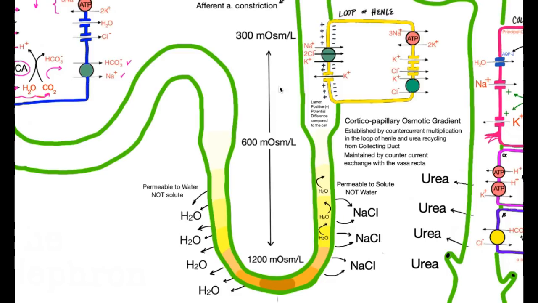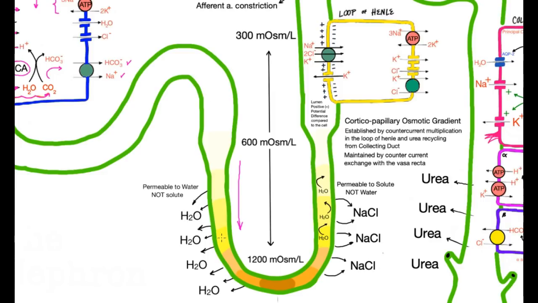This is the corticopapillary osmotic gradient. And so this concept allows us to concentrate and dilute our urine. And I'm going to show you how this is done. Number one, the main concept is that this is established by something called countercurrent multiplication in the loop of Henle. And so essentially we have urine flow in this direction, and on the descending limb of the loop of Henle, notice the following. This is permeable to water, so water can leave, but solute cannot.